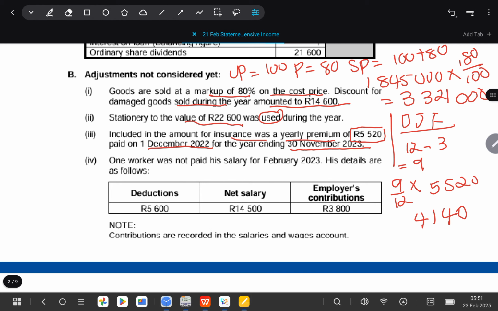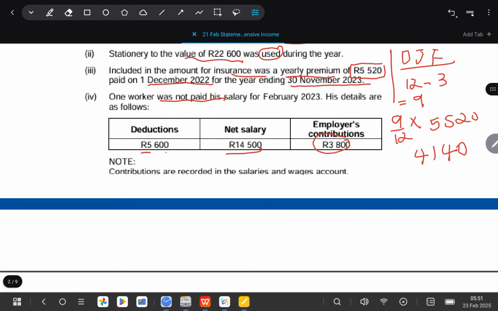Now, the next transaction says that one worker was not paid his salaries for February 2023. So, in other words, we can treat him as if he was omitted. They're saying that his details are as follows: deductions, net salary, and contributions. Now, what we know is that they are also telling us that contributions are recorded in the salaries and wages journal. So, meaning that they are recorded under one amount. So, what we need to do is to record.